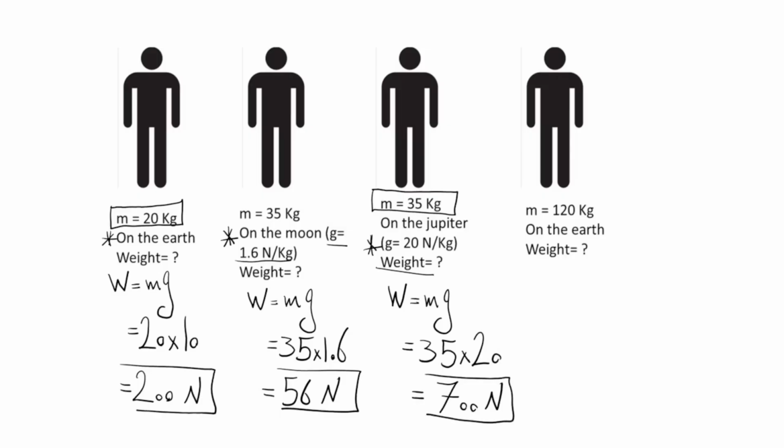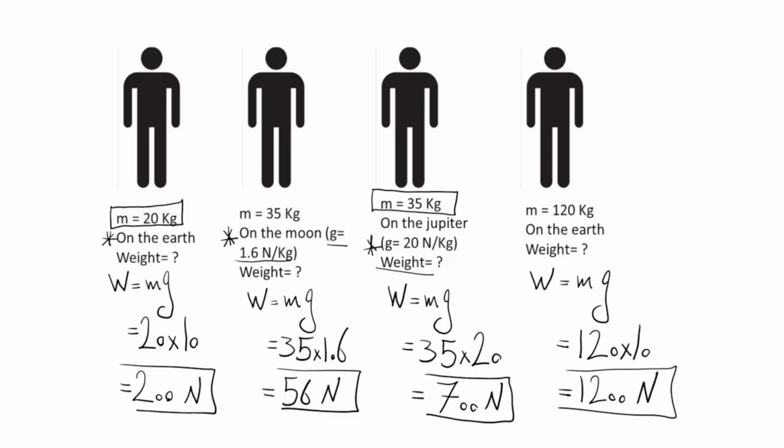Really easy. Look at the next example. It's exactly like the previous ones. W is equal to M times G. M is 120. G, because we are on the earth, is 9.81. But as I told you, you can assume that this is 10. Here the answer is going to be 1200 newtons. Really easy.